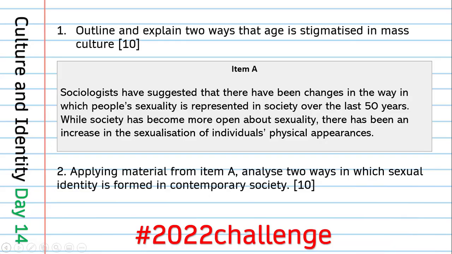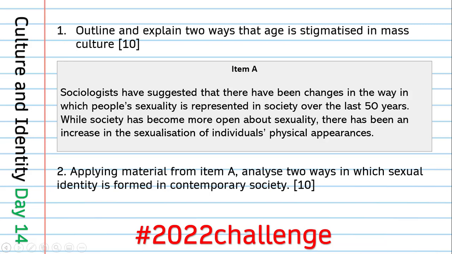Let's look at them. First of all, the first question was: outline and explain 2 ways that age is stigmatized in mass culture. There's a number of different things that we could look at here, particularly focused on youth subcultures and the way young people are presented in mass culture, and also the elderly and how they are presented in mass culture. And so I've prepared 2 answers for that question.